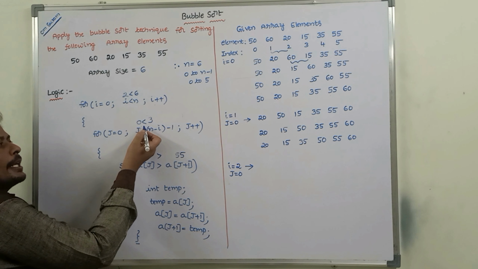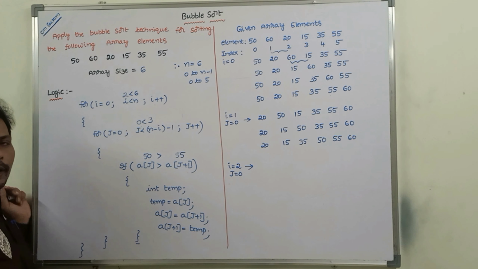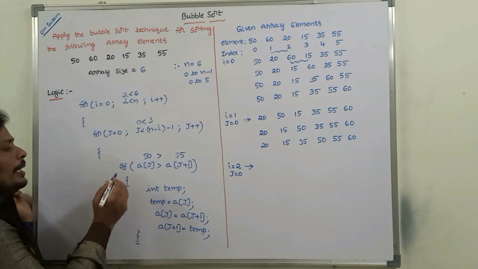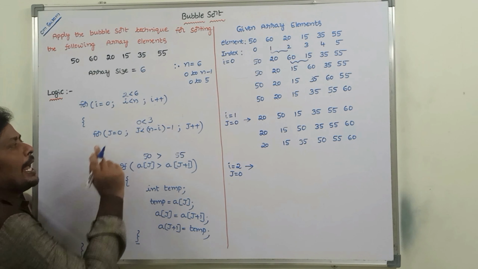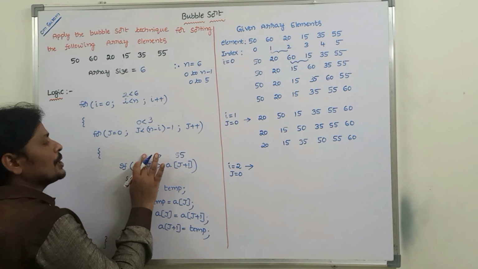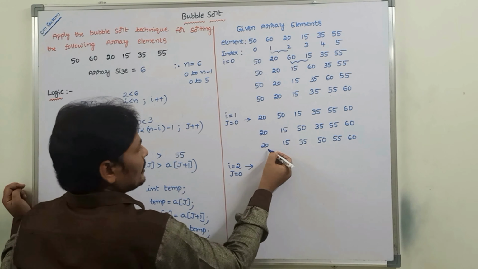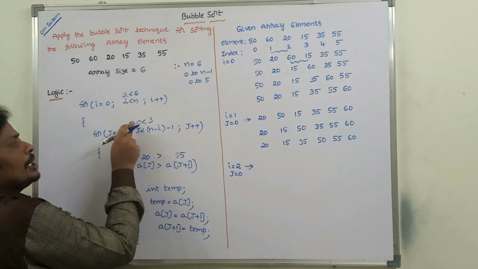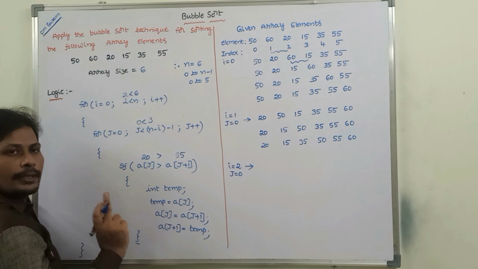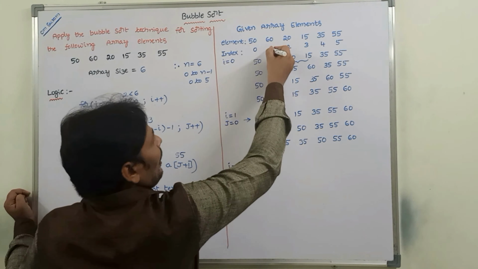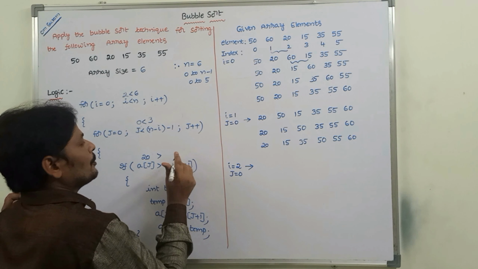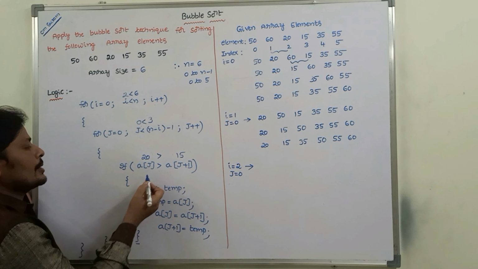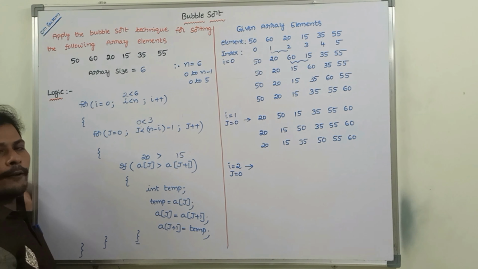0 less than 3, condition true. If the condition is true, then the control goes to the body of the inner for loop. In that body, if statement is there: if a of j, now j value 0, so a of 0. A of 0 means that is 20. Next, a of j plus 1: j value 0, 0 plus 1, that is 1. A of 1, that is 15. So 20 greater than 15, condition true.